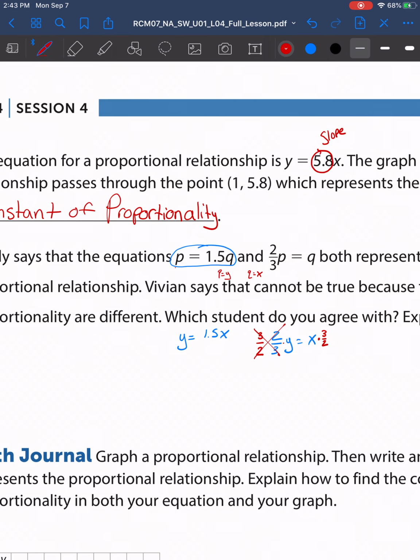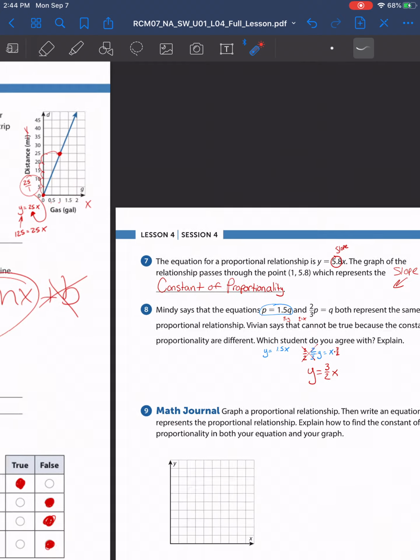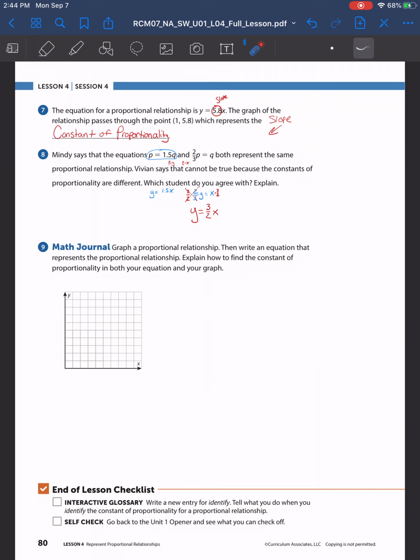Now I've changed this equation. Now this equation is y equals 3/2 x. Now hold up. Isn't 3/2 the same as 1.5? Yeah. Are these equations technically the exact same equation? It's just that we had to put this answer over here so that y got to be all alone? Yeah. So Vivian is actually wrong and Mindy is correct.